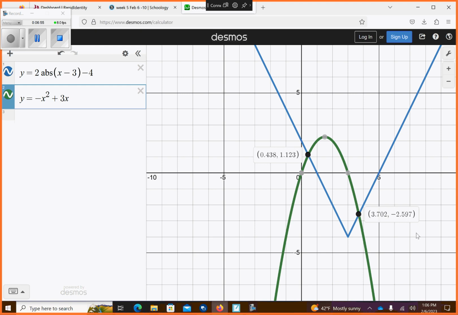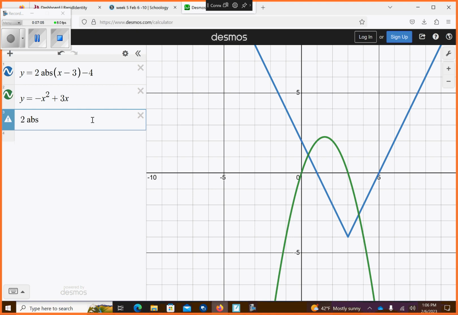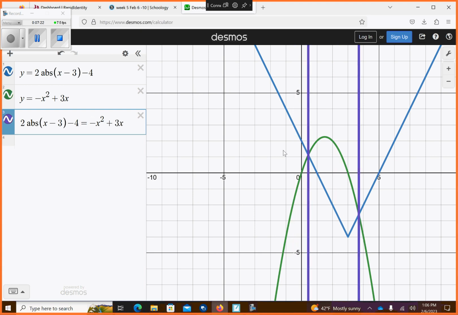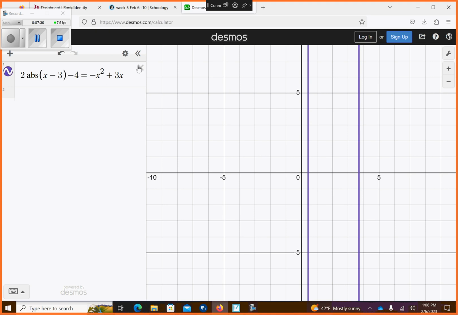What would happen if you just put all of it together without any equals y sections? All right, let's take a look. Do one more line down. Let's go 2 ABS, parentheses x minus 3, minus 4 equals negative x squared plus 3x. So it's going to give you this. Oh, so you'll get the x values. Yeah, it gives you the x values.